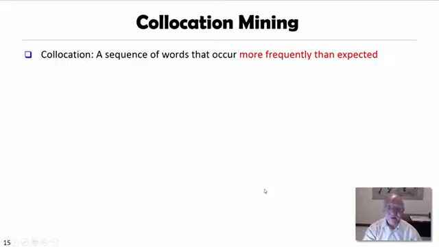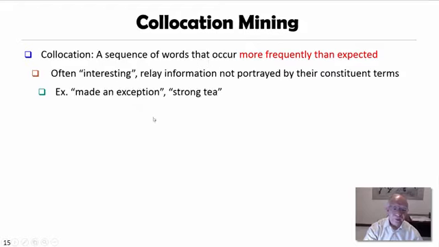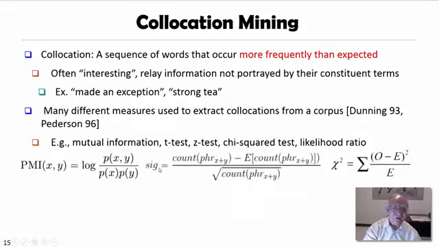This method is essentially doing collocation mining. That means we will find a sequence of words that occur more frequently than expected. Then we will say they likely should be a phrase. For example, if you see strong tea, you see it happens frequently together. Then you look at how many times strong happens, and how many times tea happens. Then you see strong tea happen together more frequently than the expected frequency. That means strong tea should be a phrase.